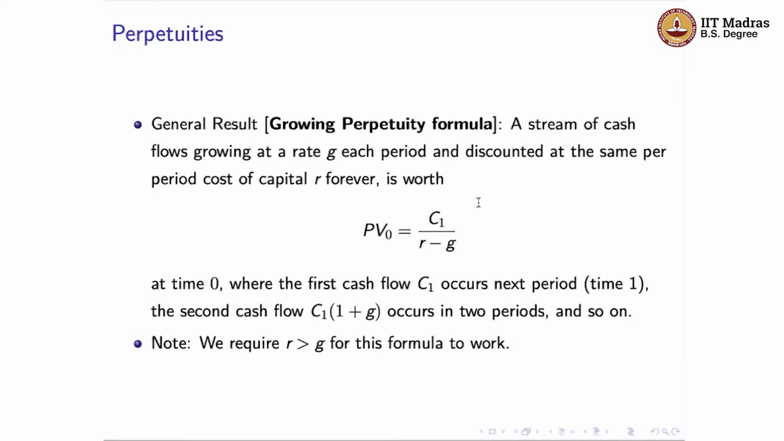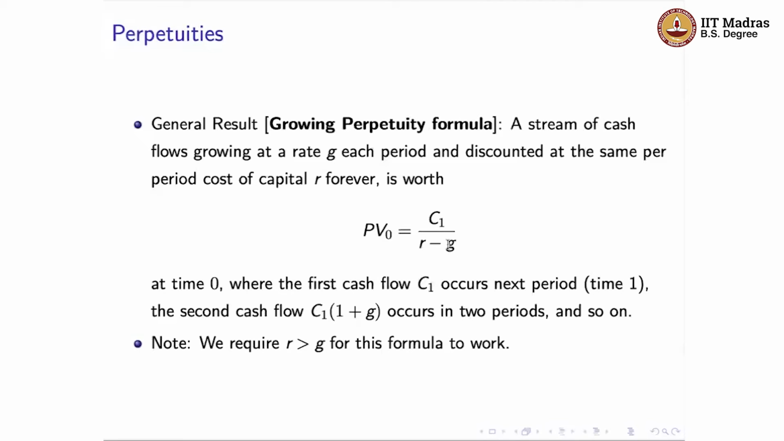So let's look at the general formula for the growing perpetuity valuation. Imagine that you have a stream of cash flows which is growing at a rate g each period, and it's discounted at the same interest rate of r forever. Then the present discounted value of that is given by c1 divided by r minus g, where c1 is the first cash flow occurring in period 1, and the second cash flow is going to be c1 multiplied by 1 plus g, and so on, right?